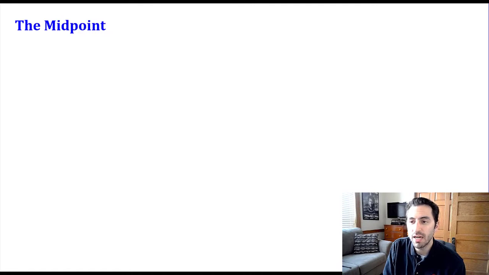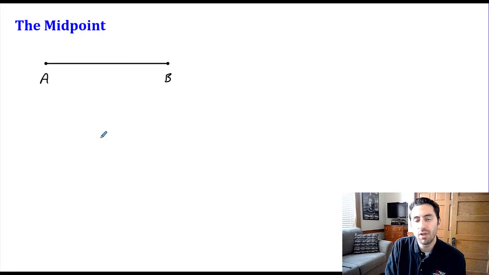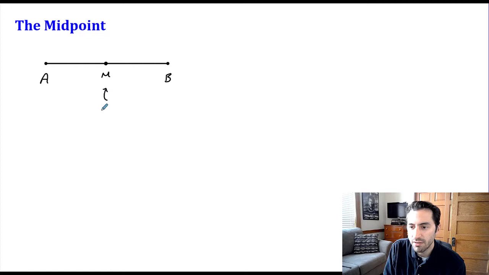So let's start with a diagram. Let me draw a segment. Our segment has two endpoints. Let's label these as A and B. Now the definition of a midpoint says that the midpoint is the point that divides this exactly into two congruent pieces. So right in the middle, we have another point. We'll call this M, and that point is the midpoint.